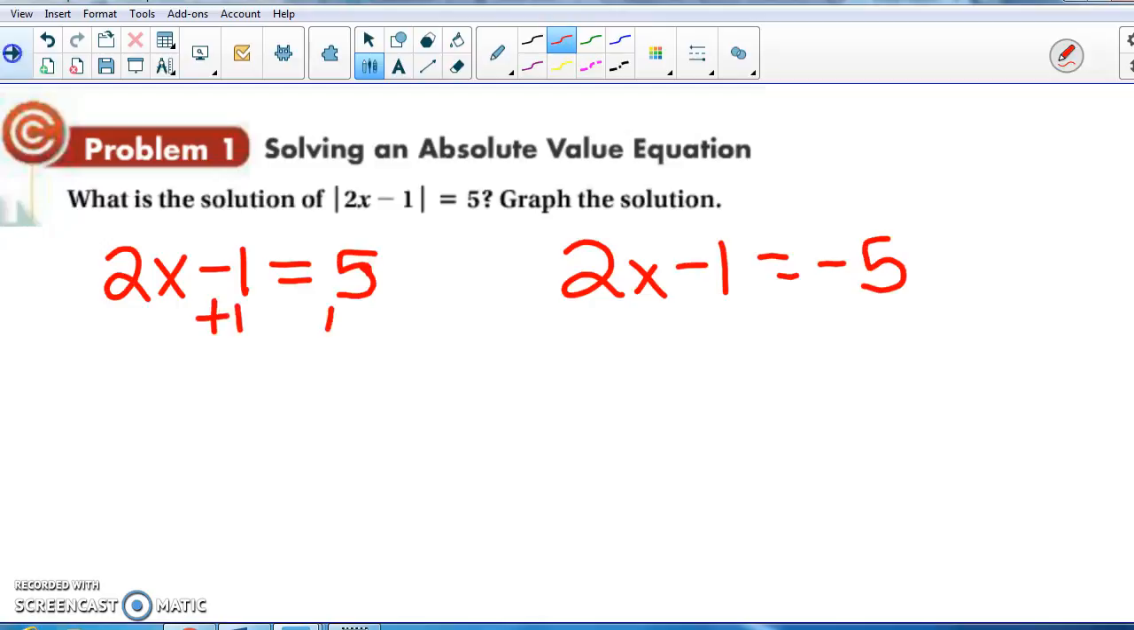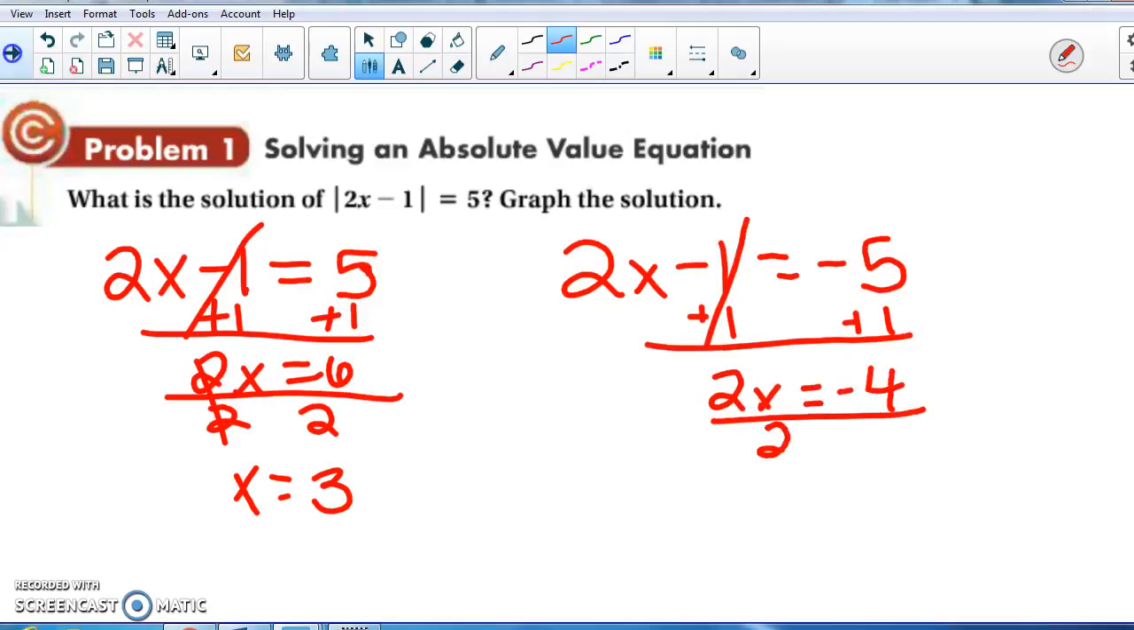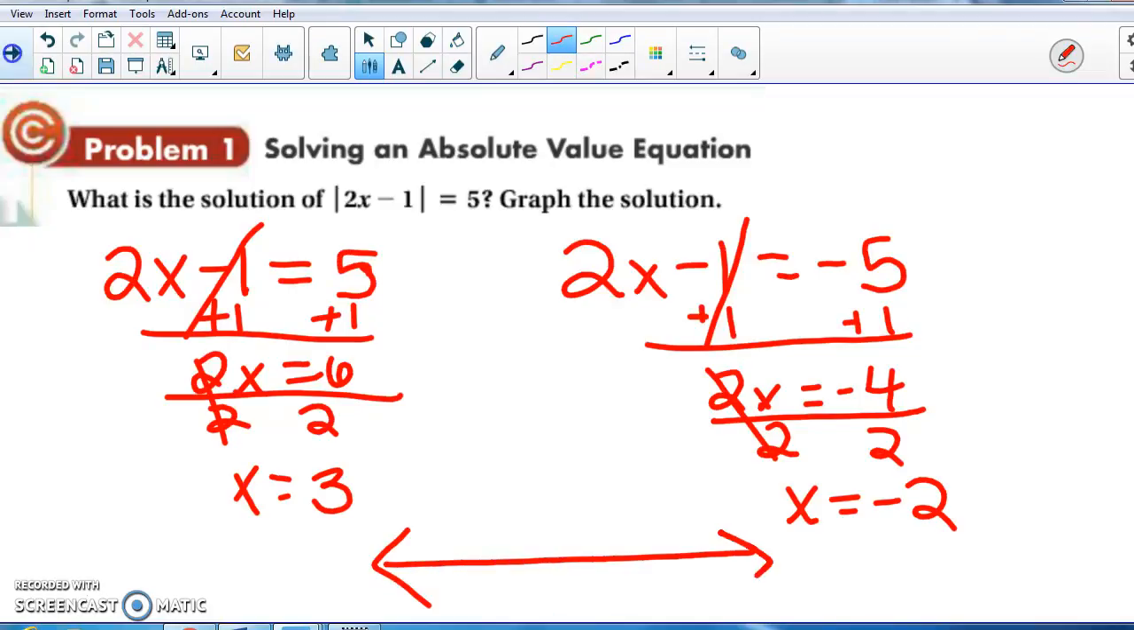Now solve for x. x is equal to 3. And x is equal to negative 2. We can graph that on a number line: negative 2 and 3 would be the graph of our solution, and you need to check.